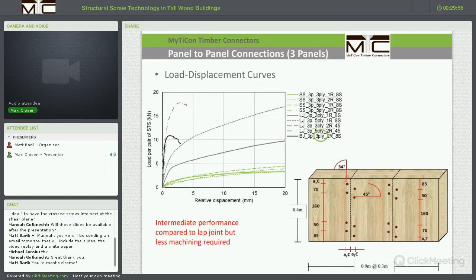For the stitching joints, basically the butt joints with double inclined 45-degree screw-in angles, we see an intermediate performance between 3 and 5 plies here, with again a steep load increase and a rather brittle performance at the end of the test.